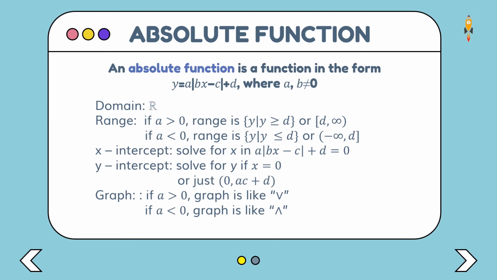X-intercept. Solve for x in a times the absolute value of bx minus c, plus d is equal to 0. Y-intercept. Solve for y if x is equal to 0, or just (0, ac plus d). Graph. If a is greater than 0, graph is like this, and if a is less than 0, graph is like this.